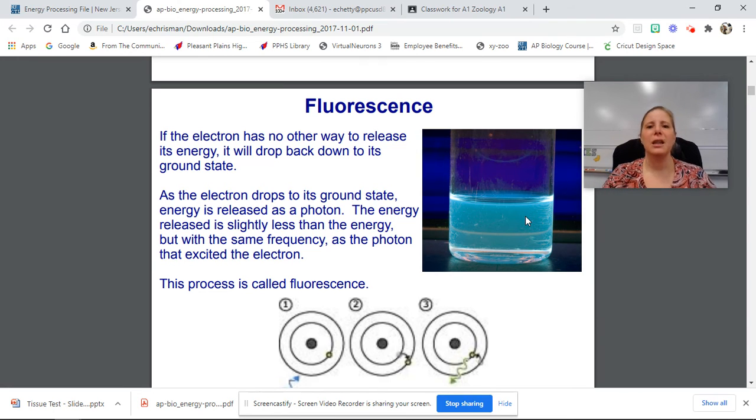Fluorescence is going to be light, so when something glows. If an electron has no other way to release its energy, it will drop back down to its ground state. As the electron drops back down to its ground state, a photon is released. That photon is released in that packet of light, and it's not nearly as bright as it was when it was absorbed in the first place. Every energy transfer loses a little bit of organized energy. So that would be fluorescence, releasing that little packet of light. Any glow in the dark things you see are releasing photons because that energy didn't have anywhere to go. So as it dropped back down to its ground state, it's releasing those photons of light, creating that glow.